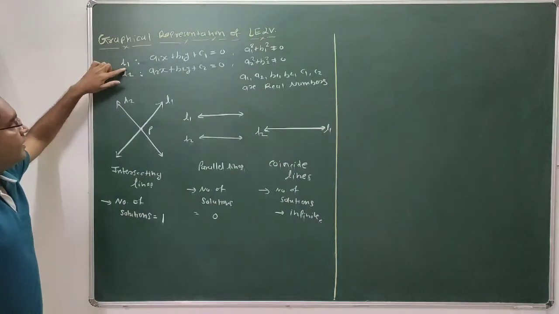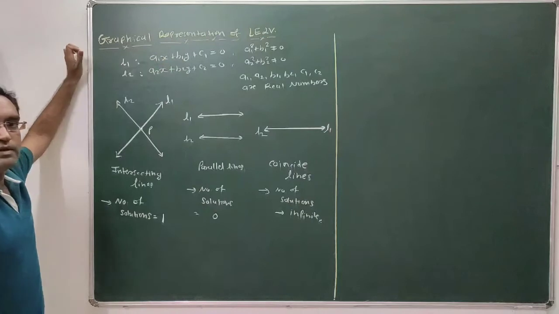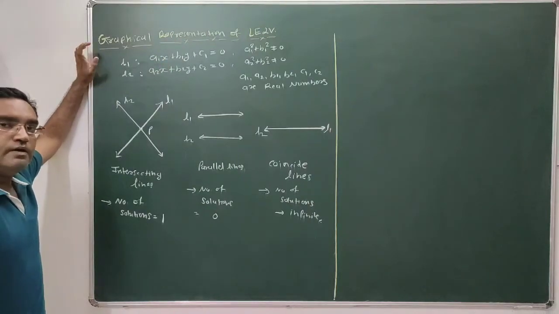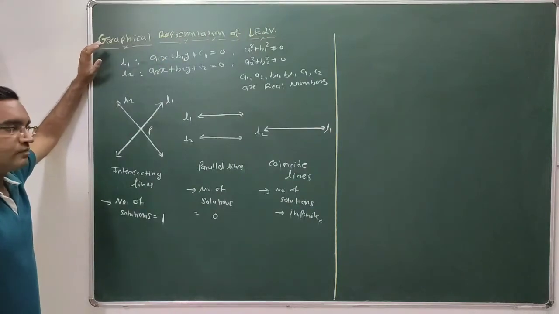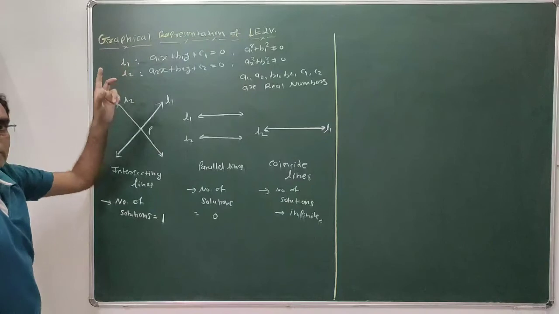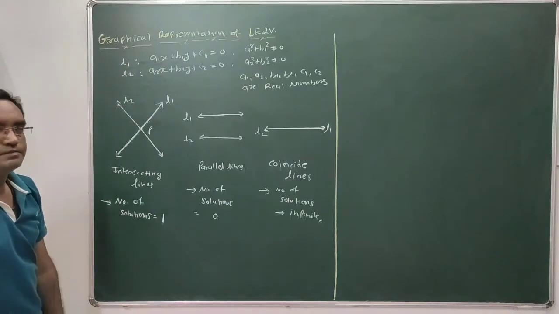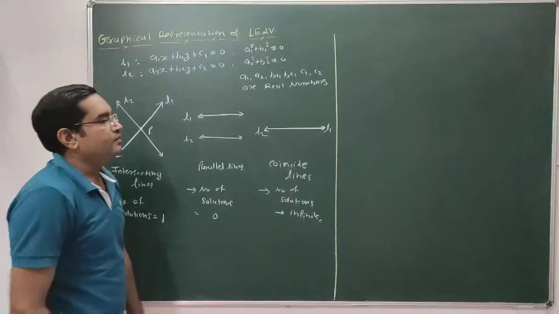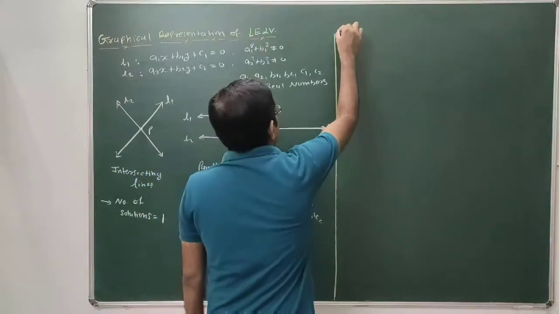How to represent only one linear equation in two variables? That we have discussed in our 9th standard, and also we have discussed previously in this lecture. Clear? So in short, we have to draw the graph of these two linear equations on a single graph paper. So for that, let us now consider example number 1.